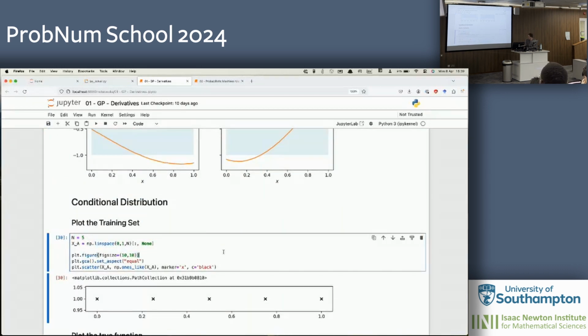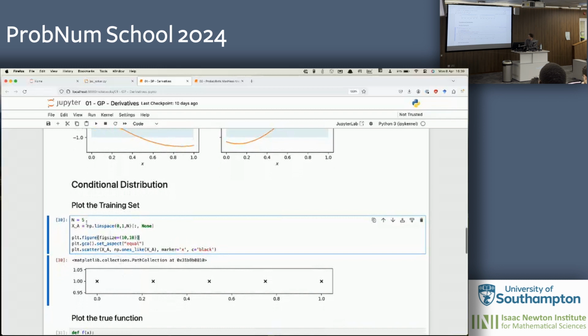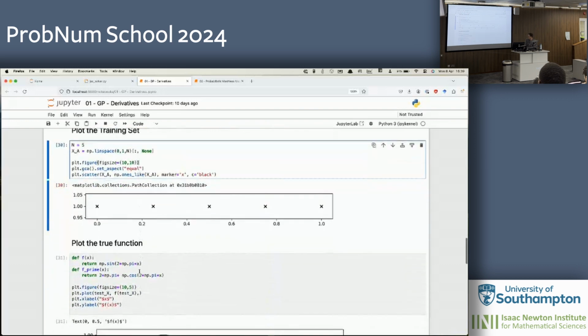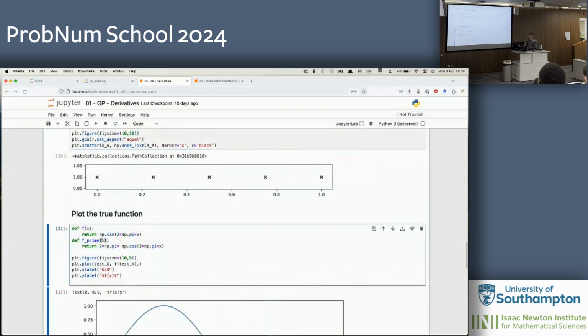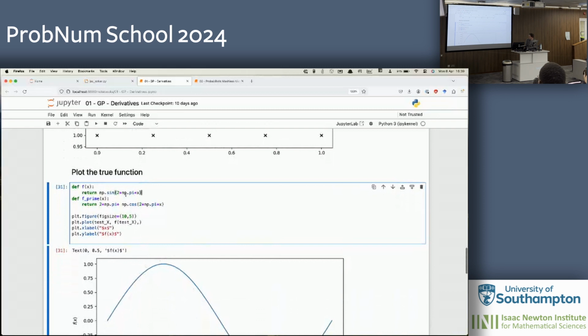Okay, so let's move on to conditioning. To condition on AU, I need a training set. Here I've plotted my training set, which is just based on 5 equally spaced points in the interval from 0 to 1. I'm going to take my U evaluated on that test set and condition on the value of its derivative at just these 5 points. I also need a true function to construct some derivatives, and I'm taking my true function to be sine of 2 pi x, which is what I have plotted here. Of course, it's fairly straightforward to compute the derivative.